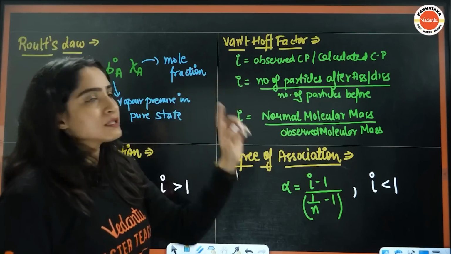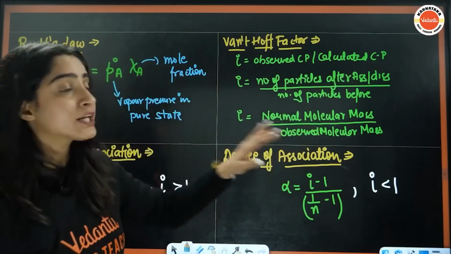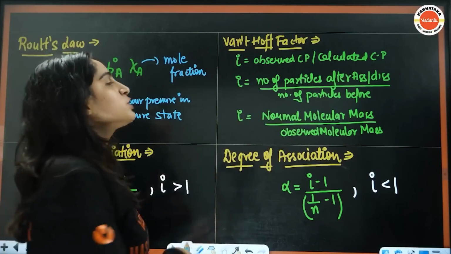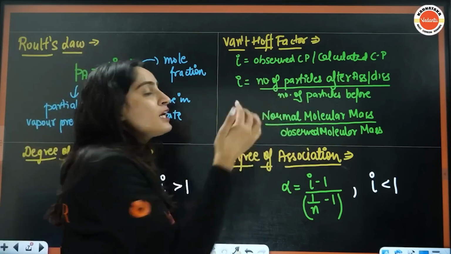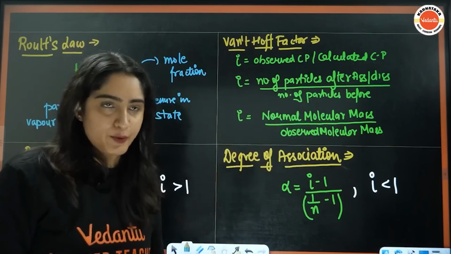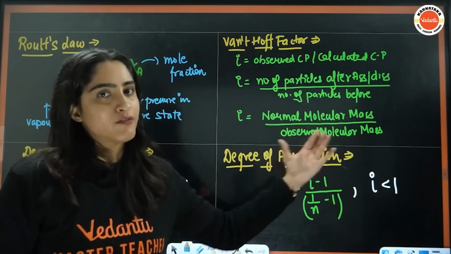Next we have the Van 't Hoff factor. Here i equals the observed colligative property divided by the calculated colligative property. That is also equal to the number of particles after association or dissociation divided by the number of particles initially. Then we have the normal molecular mass divided by the observed molecular mass.